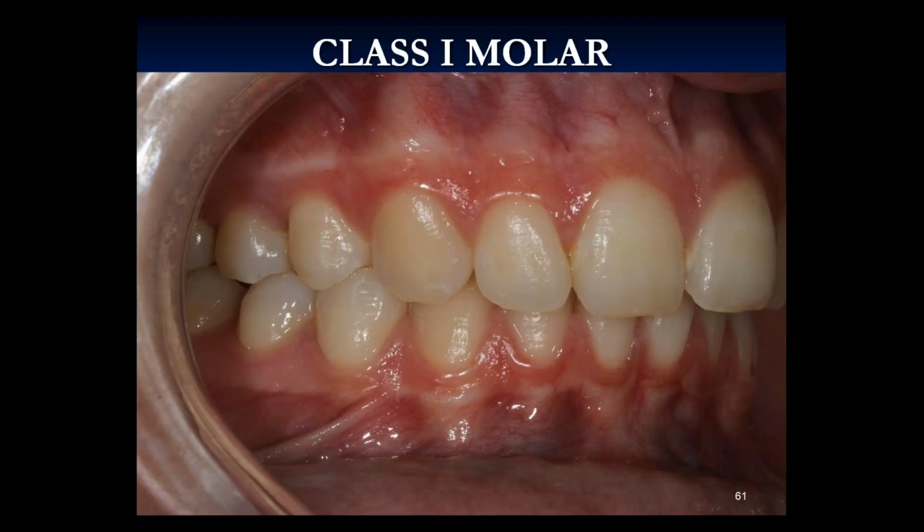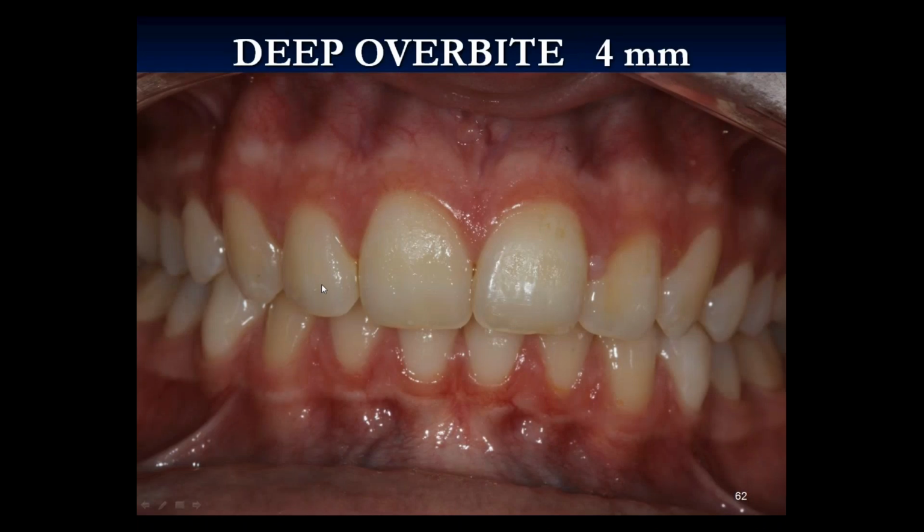I mean, there she is. She's got a class 1 molar relationship, beautiful class 1 cuspid relationship, beautiful straight teeth, but she's got a bit of a deep overbite. And the thing you have to realize, it doesn't matter about the teeth. It matters about where the jaw is, where the condyle is in the fossa. It's a hard thing to think about, but that's it.